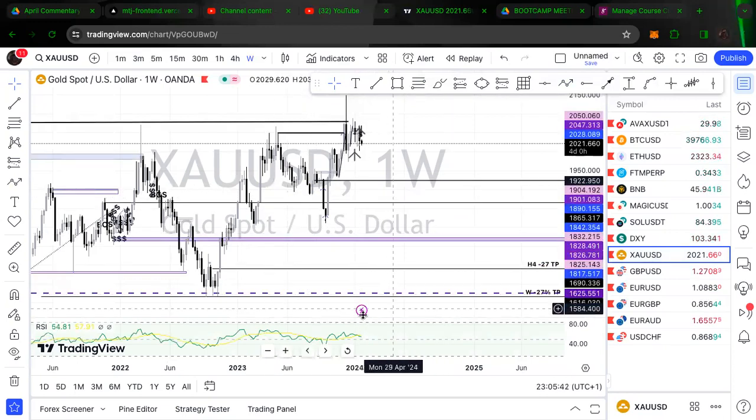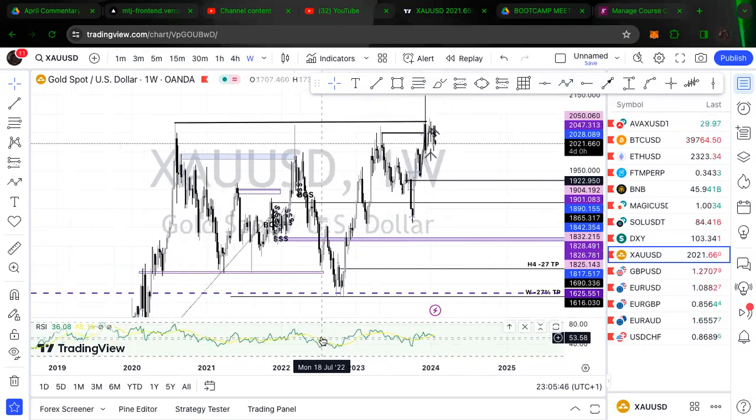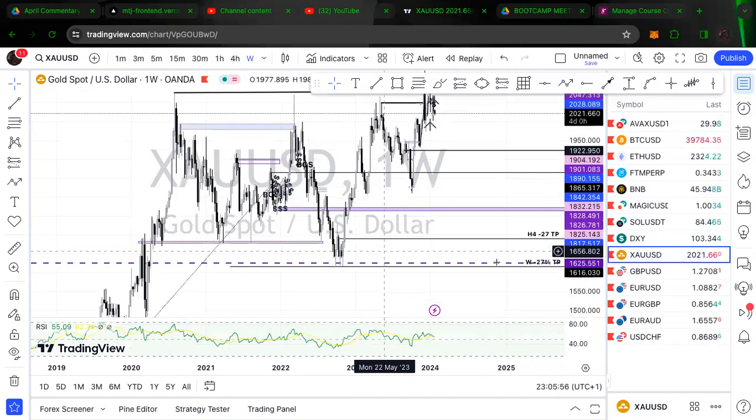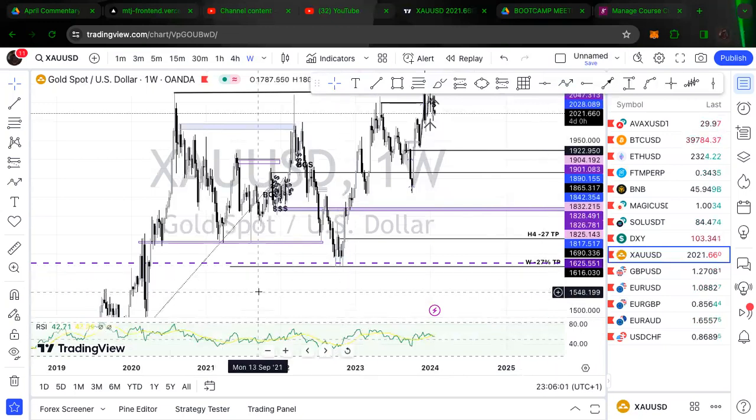You can see that I still have my label in there. Minus H4 minus 27 TP. You see how price came right into it and took it. Weekly minus 27 TP. Look at how price came into the weekly minus 27 TP. You can see how I marked it.